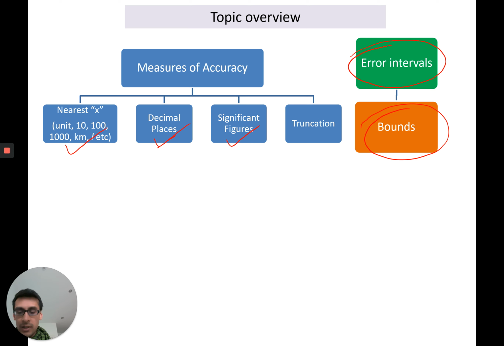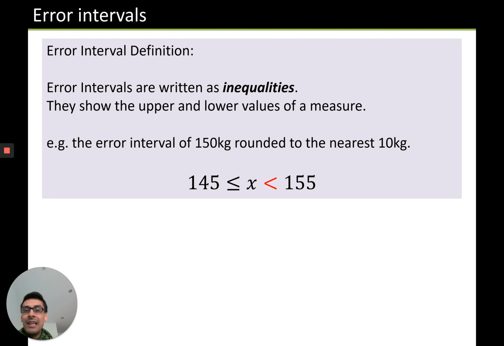Error intervals for today. Now, the definition for error intervals is actually fairly straightforward. It's the inequalities when you write them out. So copy this into your books. And once you've done that, I'll just go into a bit more detail. So when you are looking at error intervals, you're essentially writing the lower bound and the upper bound as an inequality. As simple as that. Okay, once you have that in your book, I'm going to move on to the next slide.